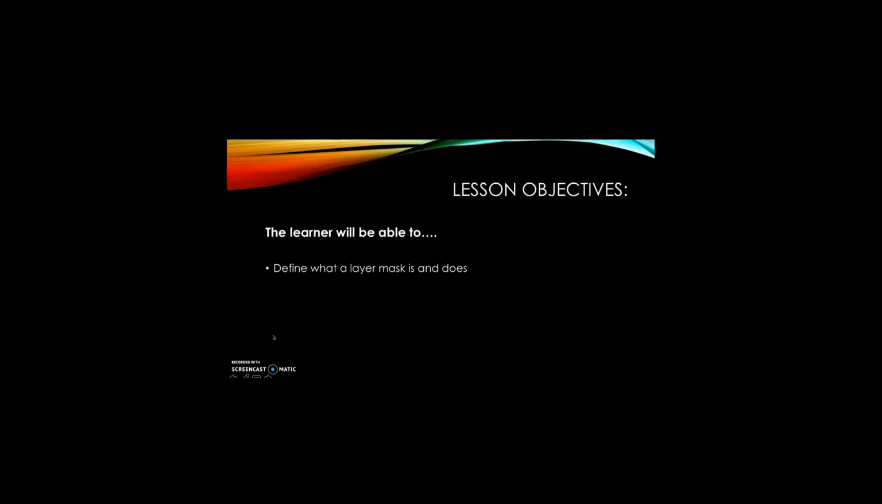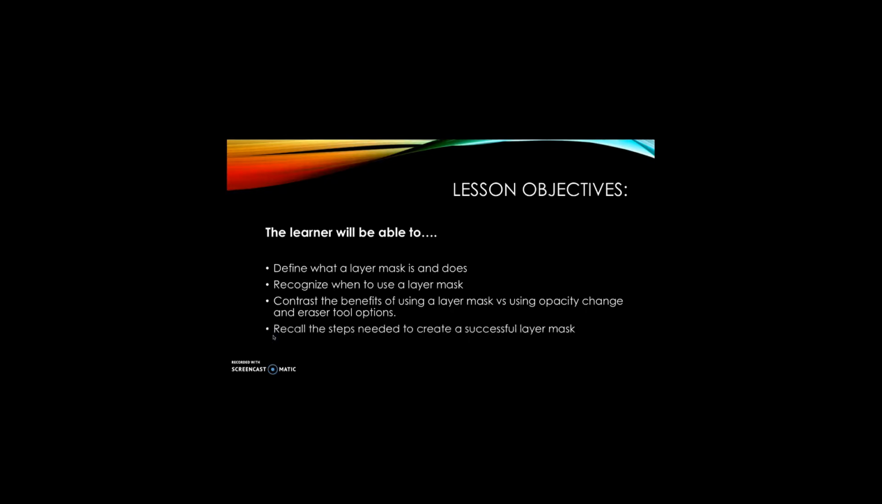Lesson objectives. At the end of this lesson, the learner will be able to define what a layer mask is and does, recognize when to use a layer mask, contrast the benefits of using a layer mask versus using the opacity change and eraser tool options, recall the steps needed to create a successful layer mask, and finally create a successful layer mask on his or her own.